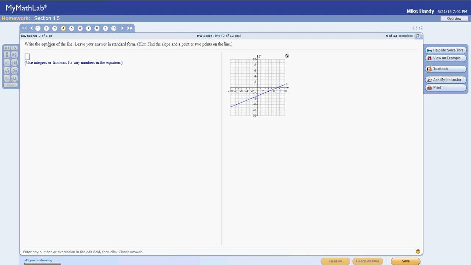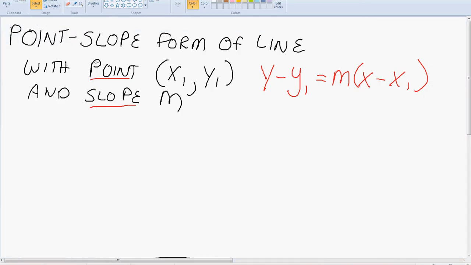Okay, in the fourth problem on the homework for section 4.5, we're asked to write the equation of a line, and we're given a different piece of information, namely this graph. But we keep our heads about us and realize that whenever you are asked to find the equation of a line, you're being asked for a point and a slope. You find the point, you find the slope, you can find the equation of a line. So let's check out how that's going to work on this problem.